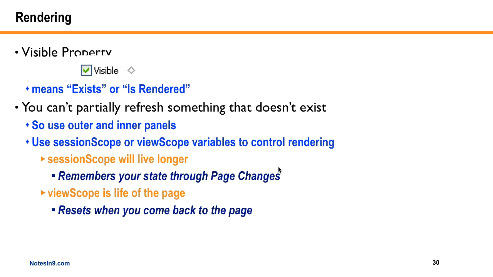So how do you get around that? Because a lot of times you want to hide things and show things depending on certain states of your page. Well, what I like to use is again nested panels. I use an outer panel and an inner panel. So I'll refresh the outer panel, which will always be there, and then that will redraw the inside panel. You can't do a partial refresh on that inner panel if that's what is actually hiding.